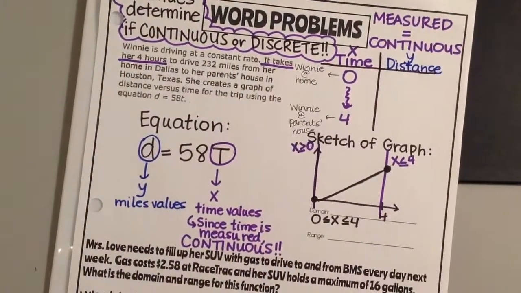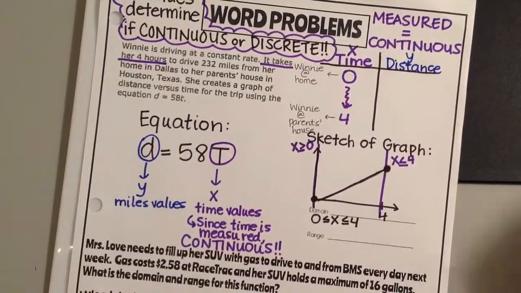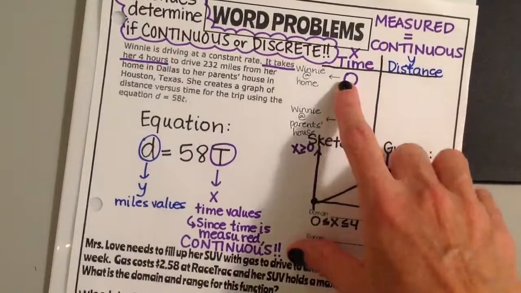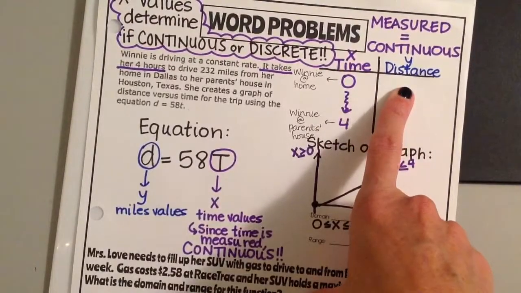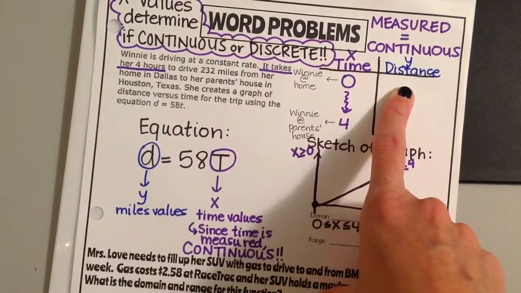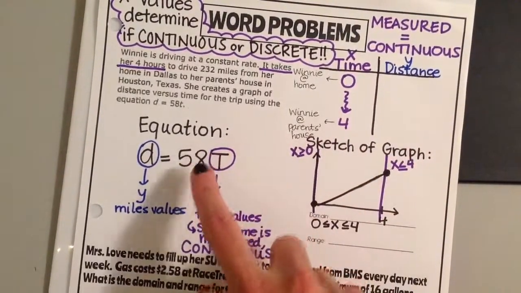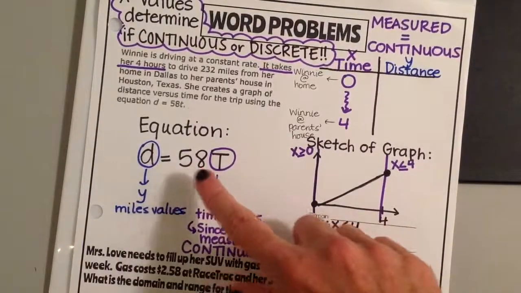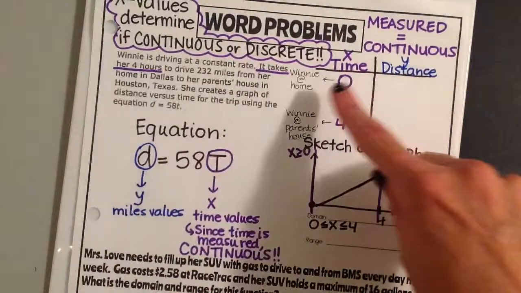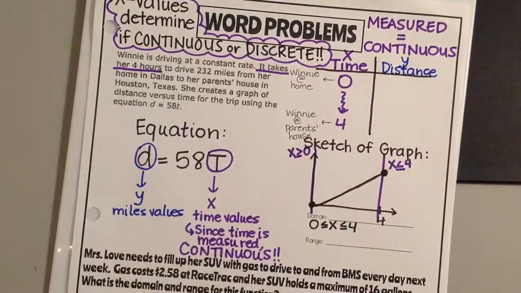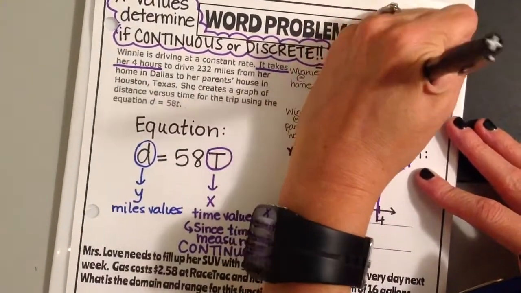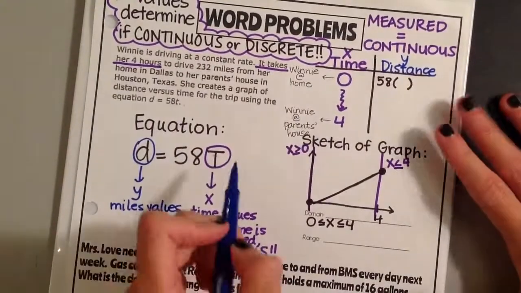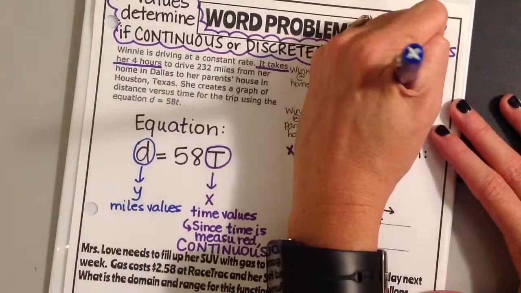And now I want to figure out what my distance values can be. Well, if Winnie hasn't started her trip, has she gone any distance? And the answer would be no. But here's what I'm going to do. I'm going to use my equation, because if they give you an equation, you can use this to find your x or y values. So what we're going to do is plug in our x value into our function rule. And I'm going to plug in 0 for time.